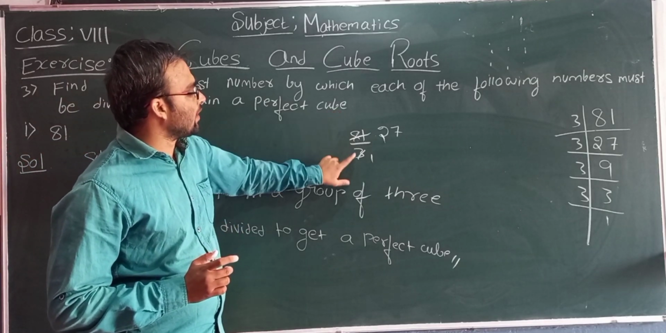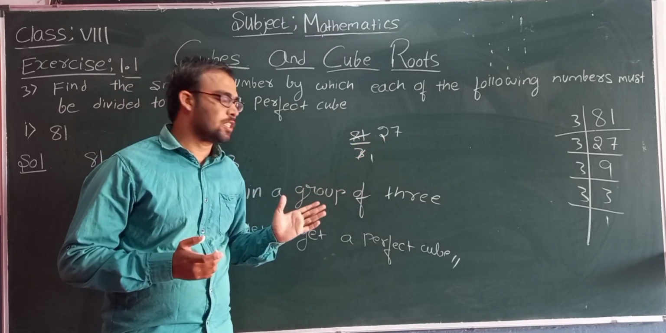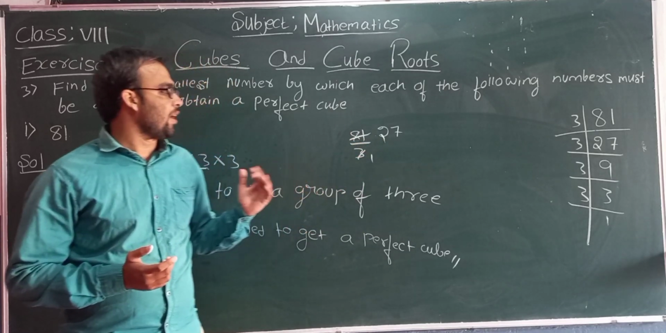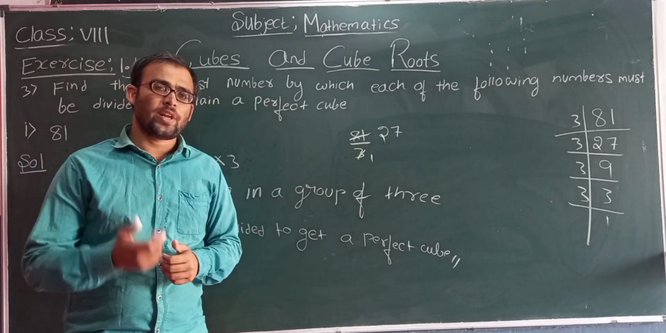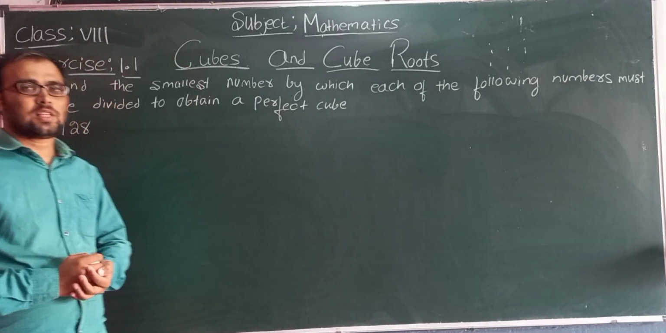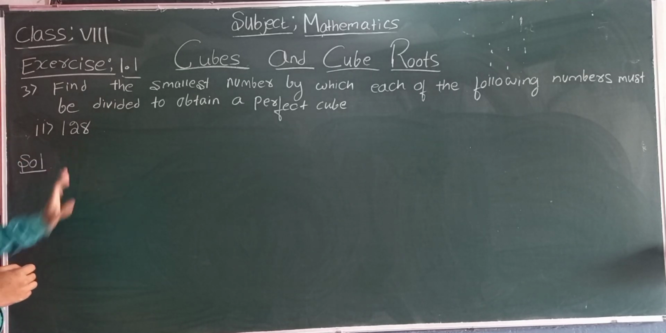Look here, when we divide 81 by 3, we get 27. 27 is a perfect cube, no? So in the same way, if we divide 81 by 3, we get a perfect cube. Now let us solve the second one. Here they have given 128.